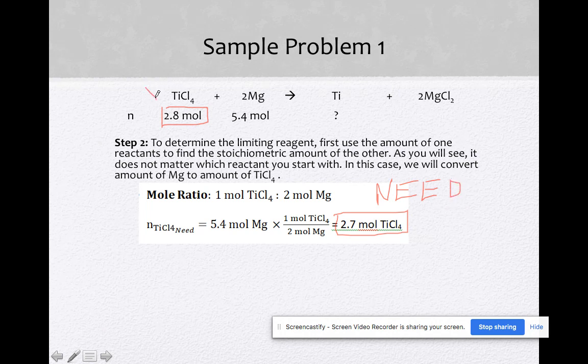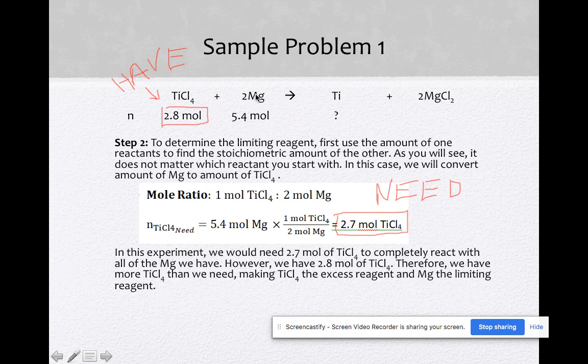This one here is the amount that we actually have. Now, when you look at the two numbers, what do you notice? We have more titanium chloride in this experiment than we actually need, which means that titanium chloride is going to be our excess reagent and magnesium is going to be our limiting reagent. Now, we're going to need to put in a statement to communicate that.